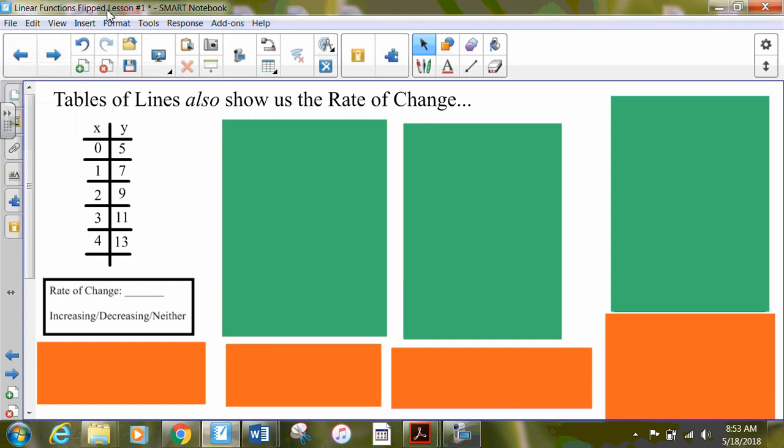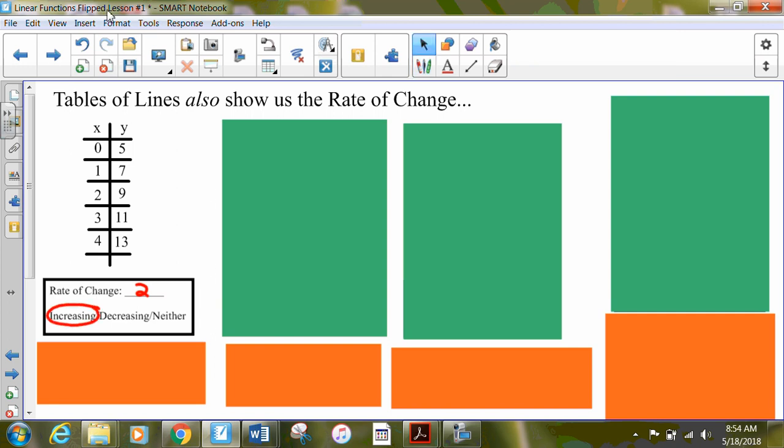Okay, tables of lines also show us the rate of change. Let's look at this first one that's on your sheet. There are 2 methods to finding the rate of change from a table. The first one is just to look at the pattern, and if we look at the y values, we see that 5, 7, 9, 11, 13. What's going on here? That's right, the y's are increasing by 2. The rate of change is a positive 2, so we would write 2 here. Since it's positive, it is increasing.